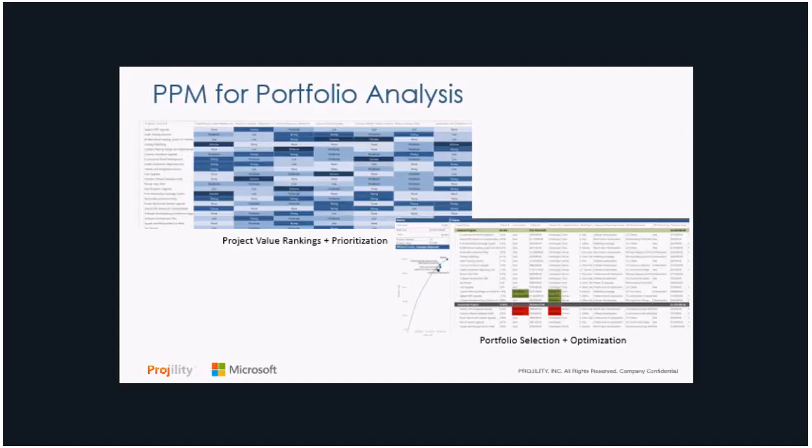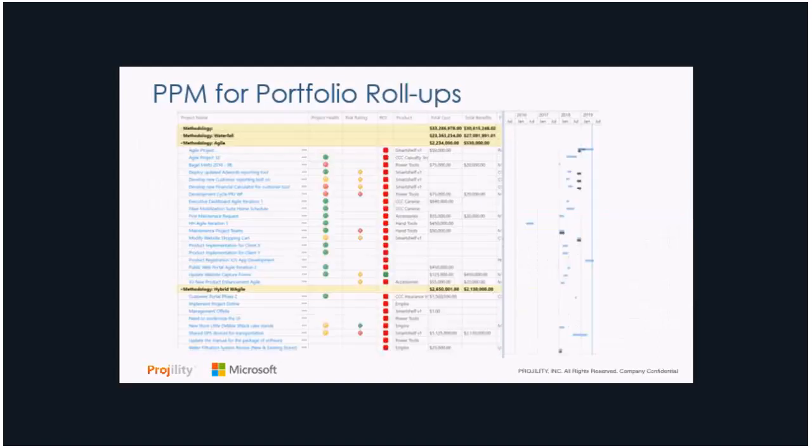So this is all the upfront analysis and planning to determine what are the right investments to make and in what order you're going to be doing them. But once you've made those decisions, you can then go in, and this is where PPM adds some value as well, to do your portfolio roll-ups. And you'll see a view here where we can go in and look at all of our projects by methodology. They're being managed differently. They're being managed by different teams and different groups, and that's okay. They're still projects. They still have budgets, and they still have resources.